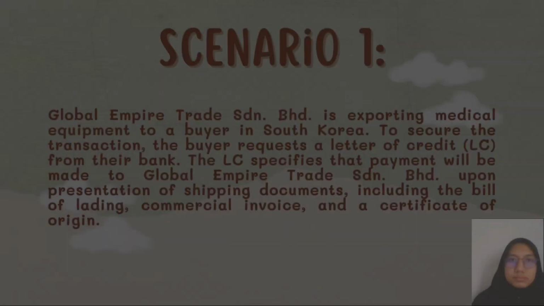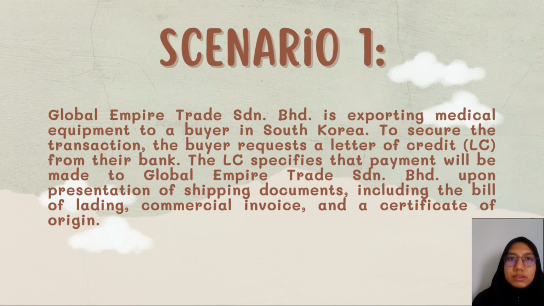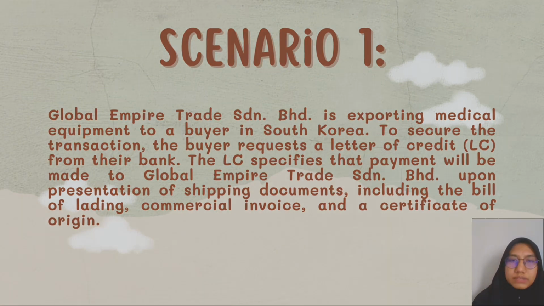Consignment is a trade arrangement where the consignor sends goods to the consignee without transferring ownership until the goods are sold. Alright, I will explain scenario 1, which is Global Empire Trade exporting medical equipment to a buyer in South Korea. To secure the transaction, the buyer requests a letter of credit from their bank. The LC specifies that payment will be made to Global Empire Trade upon presentation of the shipping documents, including the bill of lading, commercial invoice, and certificate of origin.